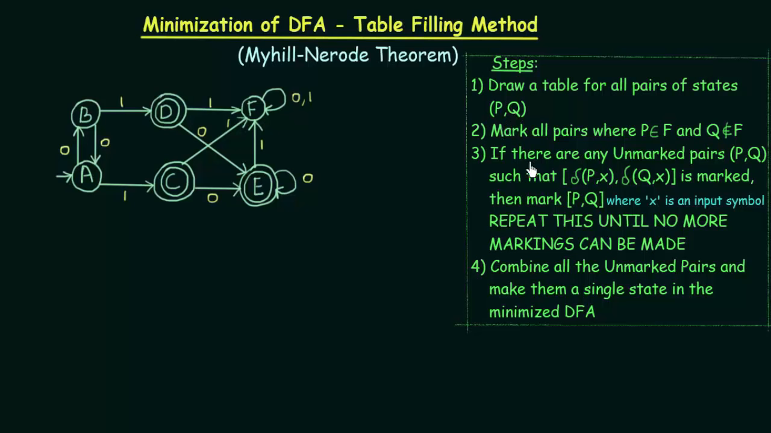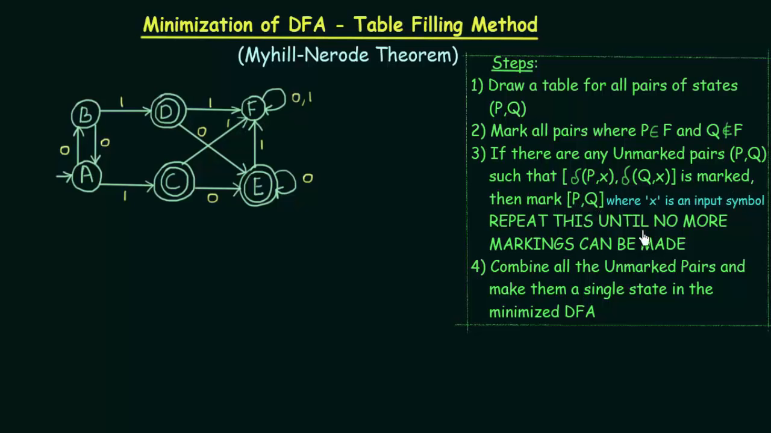The third step is, if there are any unmarked pairs PQ such that the transition of P on X and the transition of Q on X is marked, then mark PQ, where X is an input symbol. After you mark all the pairs in the table in the second step, in the third step you have to check if there are any unmarked pairs. From the unmarked pairs, you check where the state P on getting a particular input symbol X and the state Q on getting that same input symbol X go. Both of them will go to certain states. If the pair that you obtain is marked, then you have to mark P and Q. Otherwise, no need to mark it.